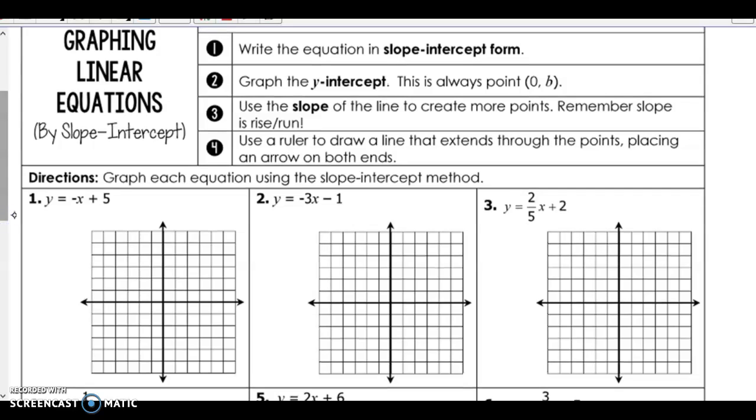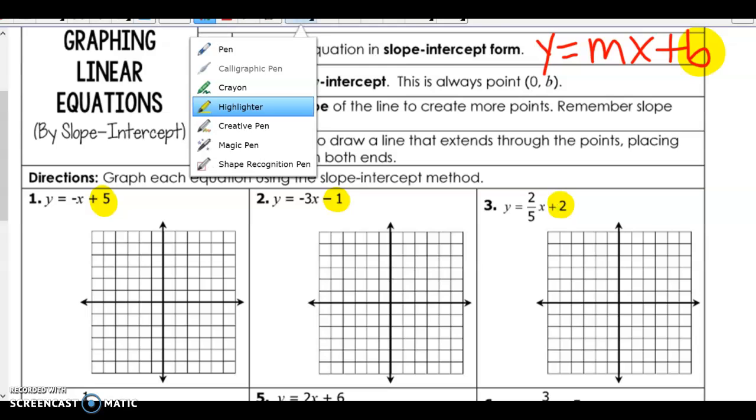So the big thing to remember with these is your equation, slope-intercept form, is y equals mx plus b. Looking at these, you want to start with the b when you're graphing. So we want to look at whatever number is at the end of the equation. I'll do 1, 2, and 3 with you guys.